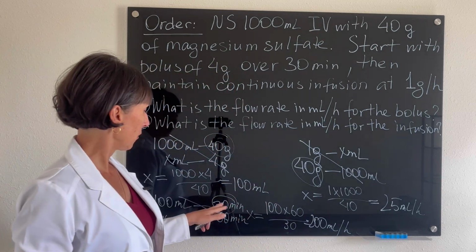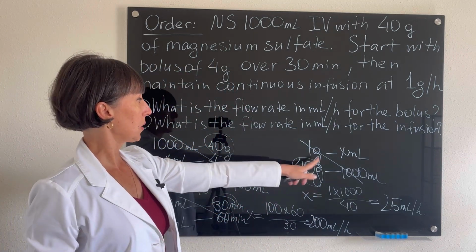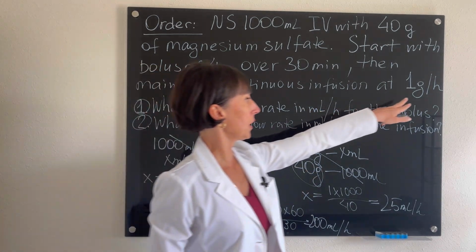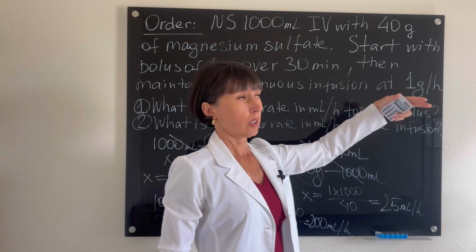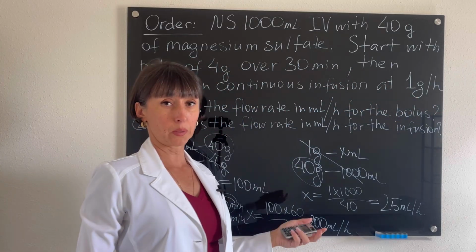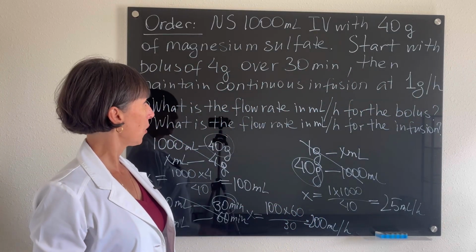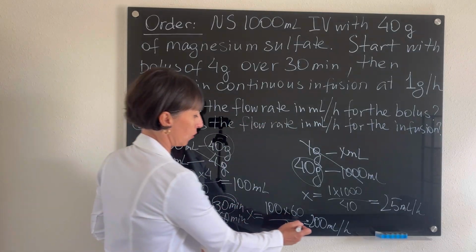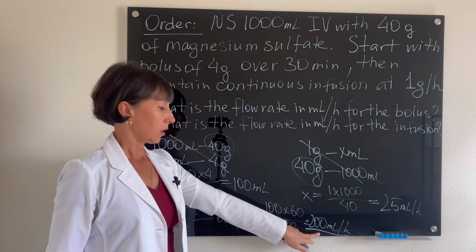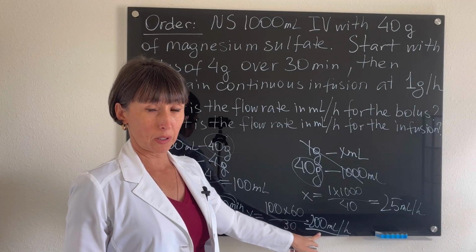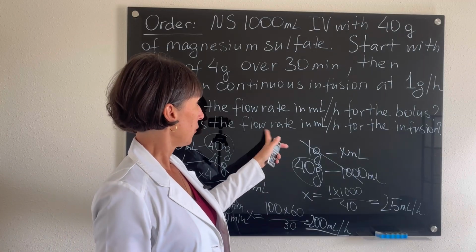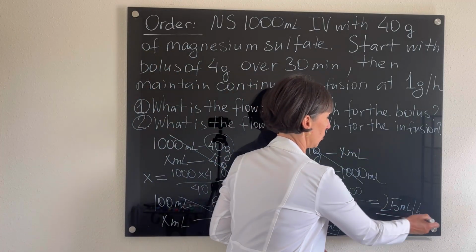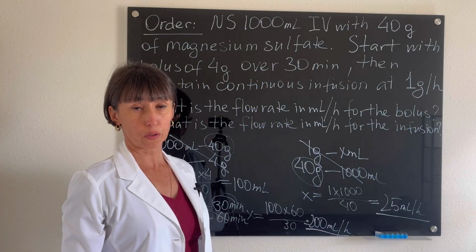We don't need to convert any time in this second question because it's already given to us per hour. There's nothing to worry about with minutes. And these are our answers. For the bolus, we are going to put in a pump 200 milliliters an hour to infuse. And for the infusion, we're going to put in a pump 25 milliliters an hour to infuse.